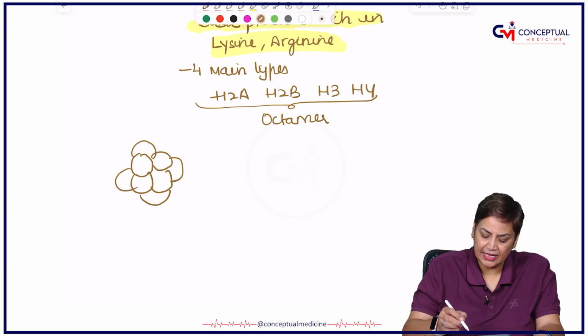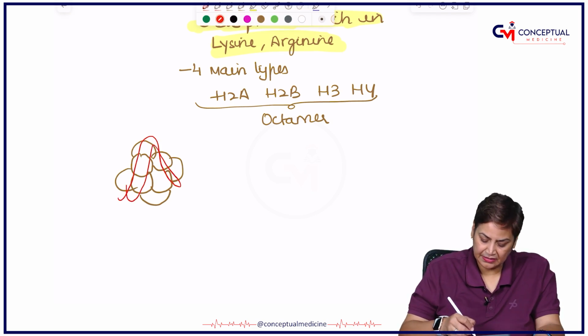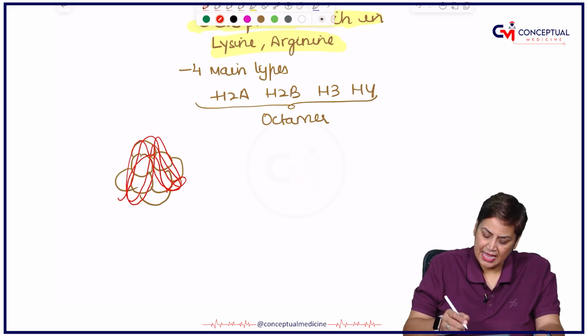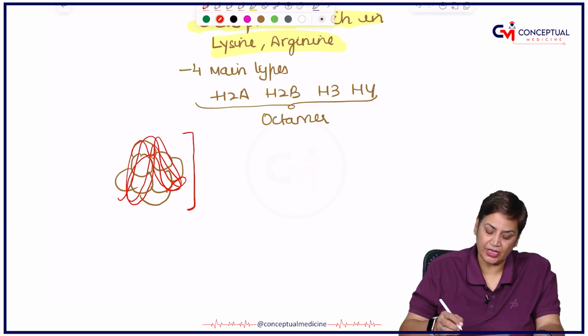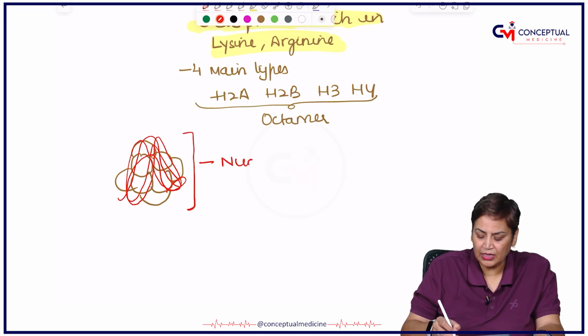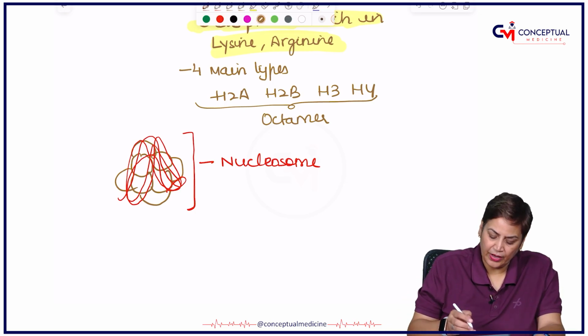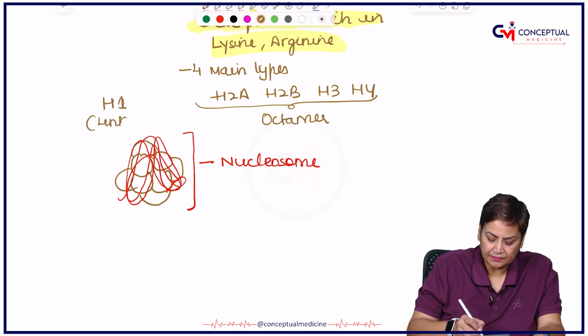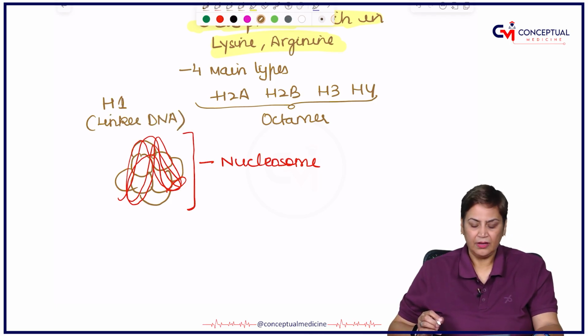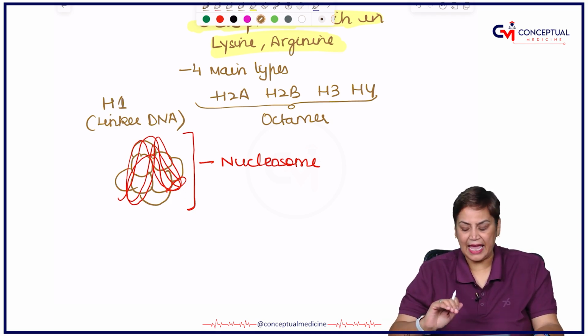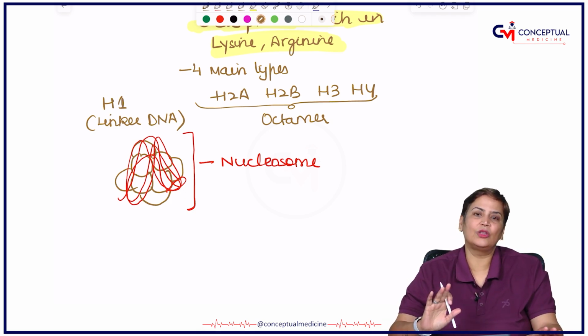And DNA is arranged like this. And this compact structure is known as a nucleosome. There is one more which is known as H1, and this H1 is known as a linker DNA. Right, and this nucleosome is present on the chromosome.